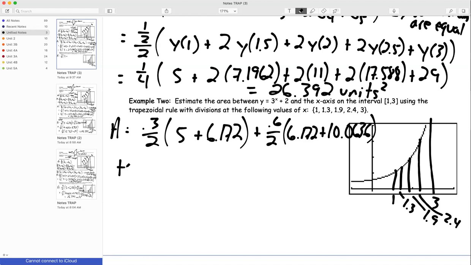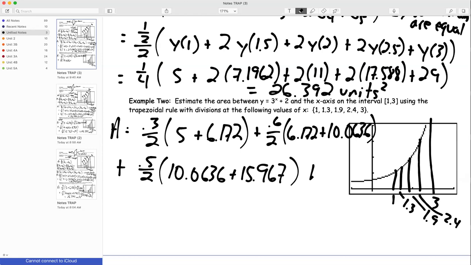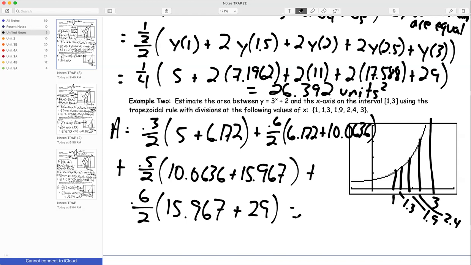So the third one, I'm going from 1.9 to 2.4. So my height is 0.5. I'm going to repeat this base, 10.0636. And then I need y of 2.4. So look on your calculator. And I got 15.967. And then our last trapezoid, we're going from 2.4 to 3. So my height is 0.6. I divide by 2. I'm going to repeat this one, 15.967. And then I need y of 3, which is 3 cubed plus 2, which is 29. Okay, so I have all of these values. Take your little calculator now and find the estimation of the area.